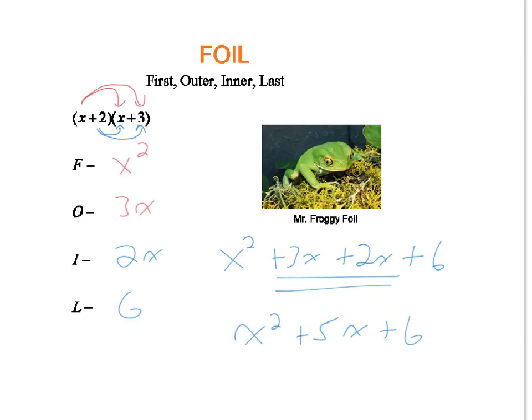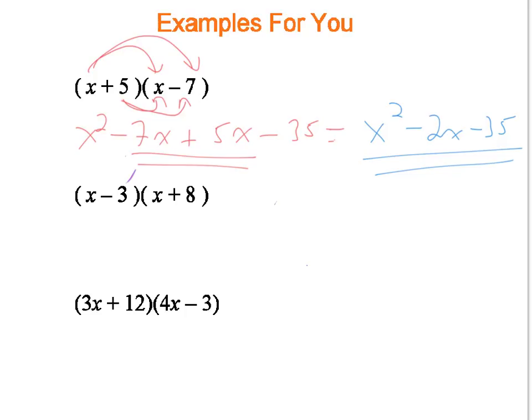When we factor, we're going to go in reverse. We're going to start with the trinomial, and we're going to go back to the binomial factors. In other words, we're going to go back to here. When we FOIL, we go from the factors to the product, and when I factor, I'm going from the product to my factors.